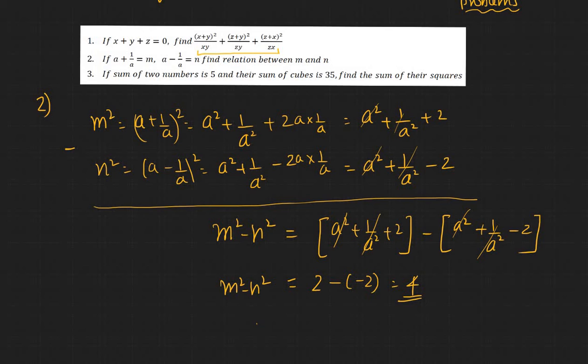So to eliminate a, here is your answer. This is a relationship between m squared and n squared that would have no a.